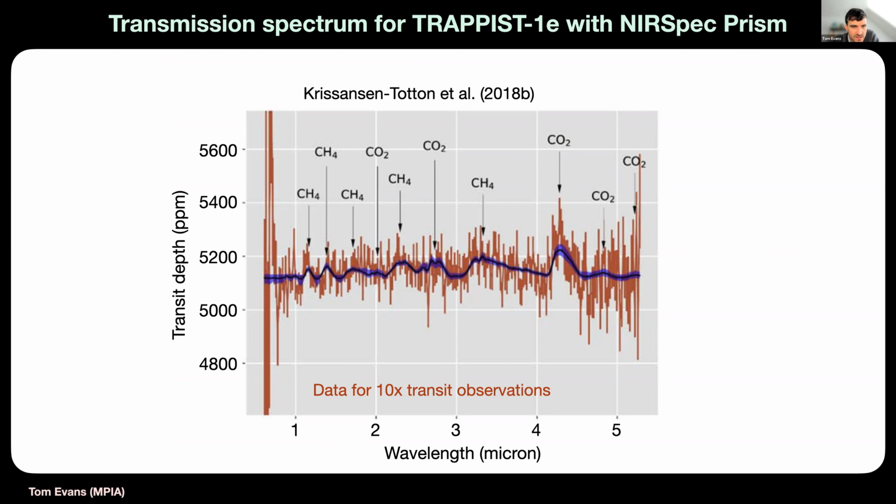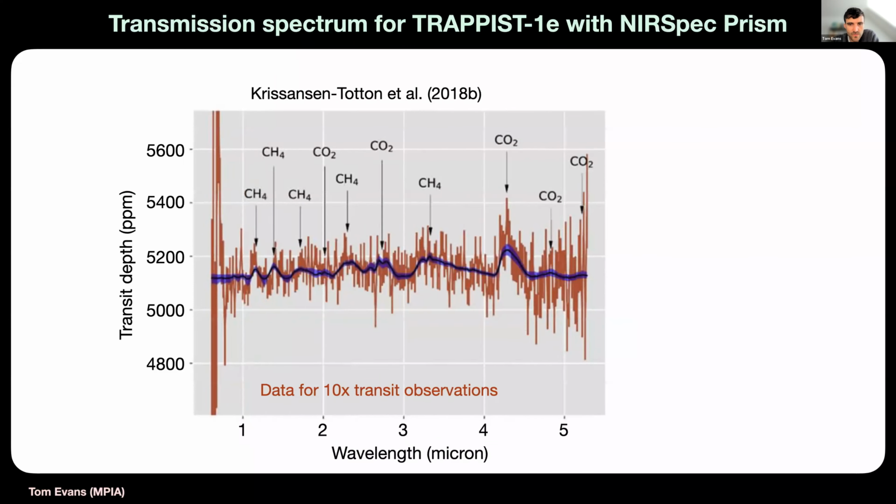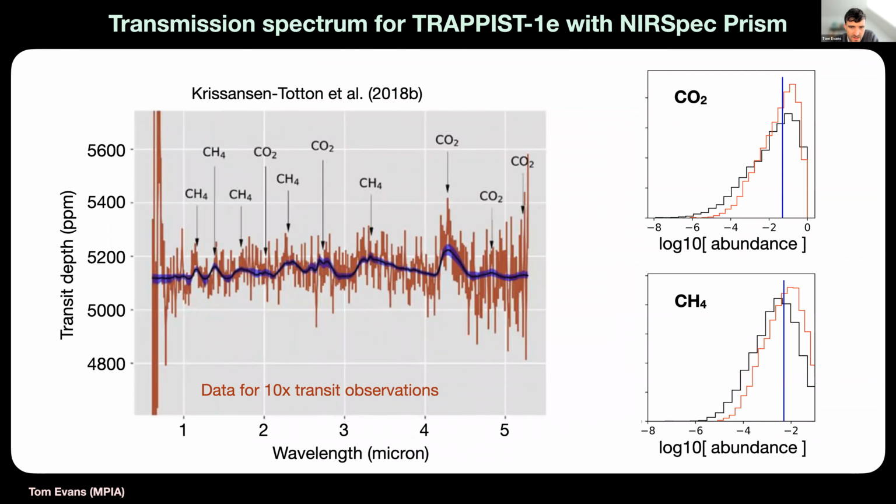So a mock retrieval analysis performed on these data was then able to show that the carbon dioxide and methane abundances could in principle be constrained to within about an order of magnitude of the input values, which are indicated on the right here by the blue lines. And so from this, the authors concluded that an Archean-like biosphere could be potentially identified for TRAPPIST-1e with 10 transits observed using the NIRSpec prism. And that corresponds to a fairly modest observing program of 40 to 50 hours.